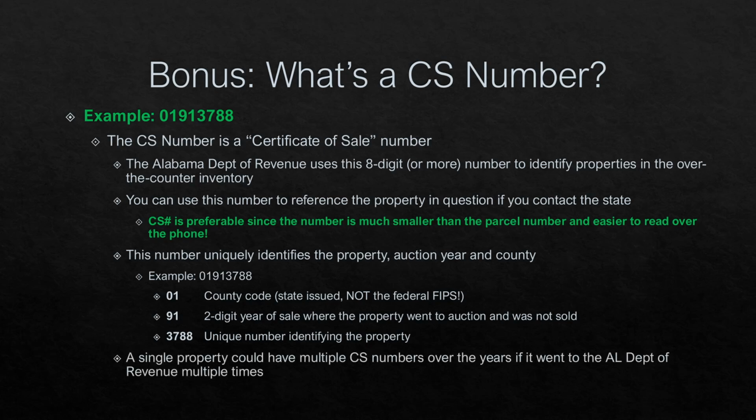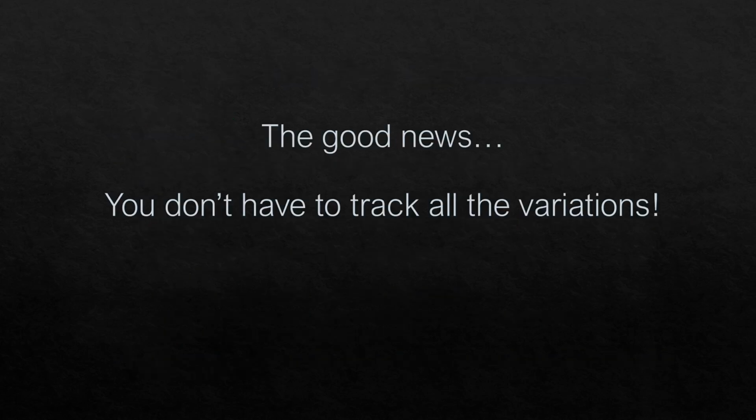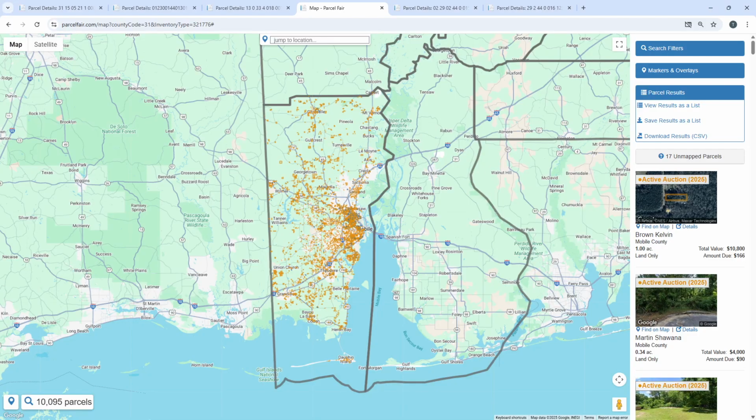You really want to know about the CS number if you're going to talk to the state because they care about this number more than the parcel number. It helps them in their system save a lot of time. So good news is you don't have to track all these variations, but you might want to understand that they exist. Not that you can forget everything I just told you, but we're going to go ahead and look at how this looks in Parcel Fair.